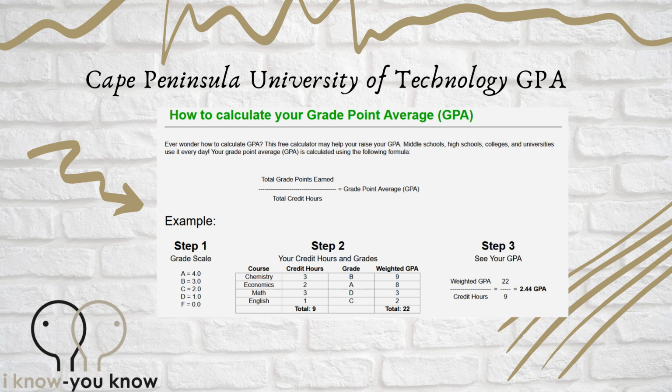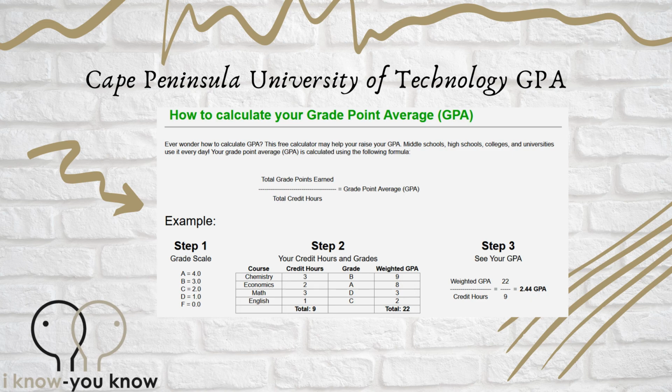Then you enter your grades. So this is how much you got for that specific course. This person got a B for chemistry, an A for economics, a D for maths, and a C for English. And as step 1 has indicated, each grade is allocated a number. So B is allocated 3, A is allocated 4, D is allocated 1, and C is allocated 2. And what they do to get the weighted GPA is to multiply the credit hour by the grade.